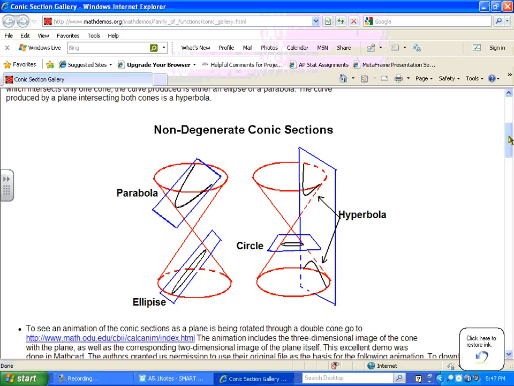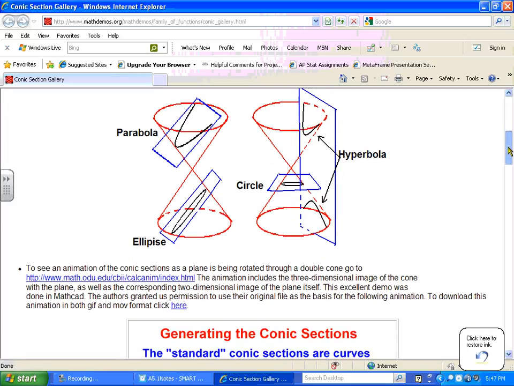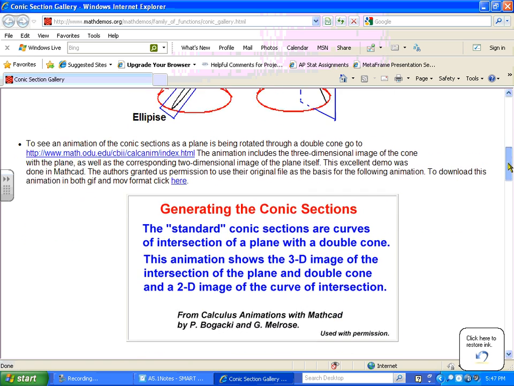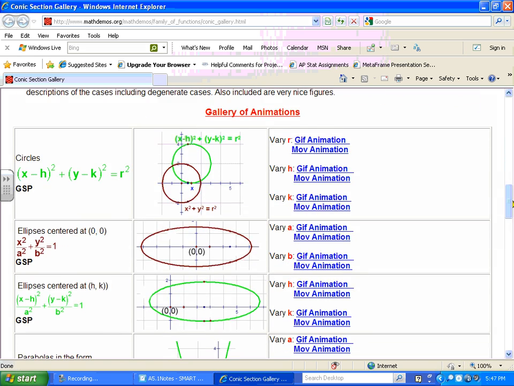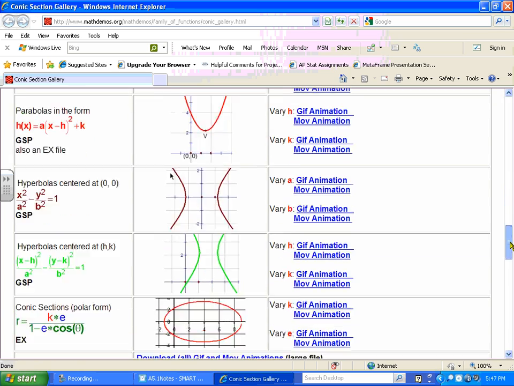Since you guys already know how to do parabolas, I'm going to focus on the other three today: the ellipse, the circle, and the hyperbola. What you need to be able to get out of this today is how to graph it looking at the equation.